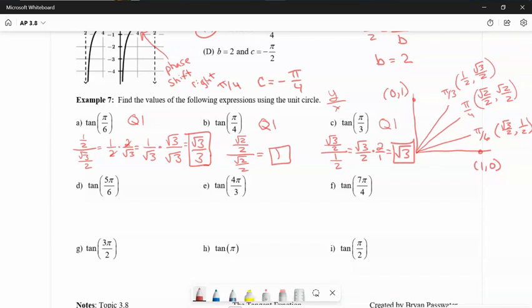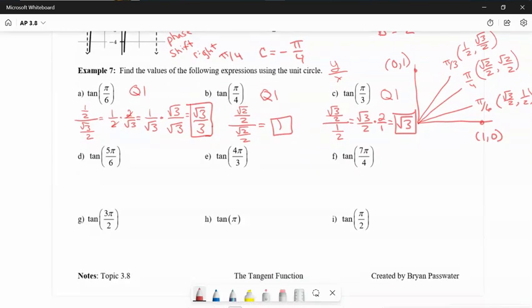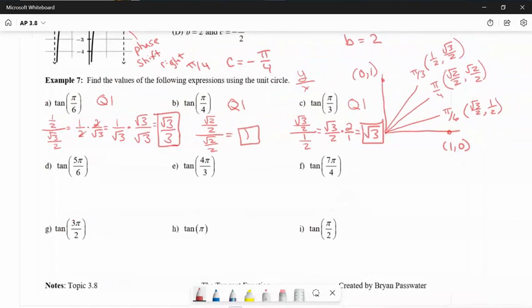So now we're going to move out of our first quadrant, but these values are all going to be the same, except we're going to be thinking: if I'm in quadrant 2, my x value would be negative and my y value would be positive. If I'm in quadrant 3, both the x and y are negative. And if I'm in quadrant 4, my x is positive and my y is negative. So we just need to think through that and make the values positive or negative.